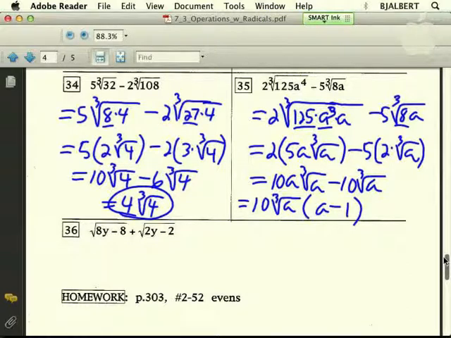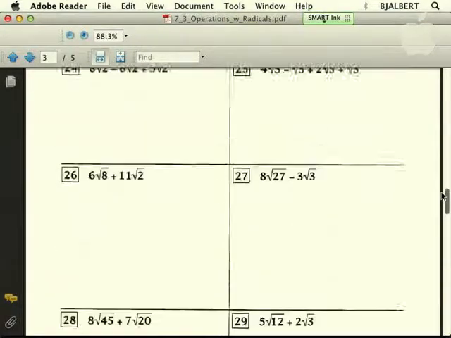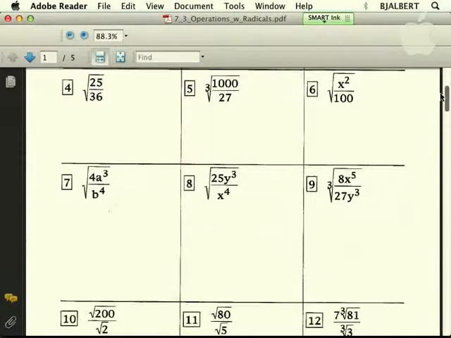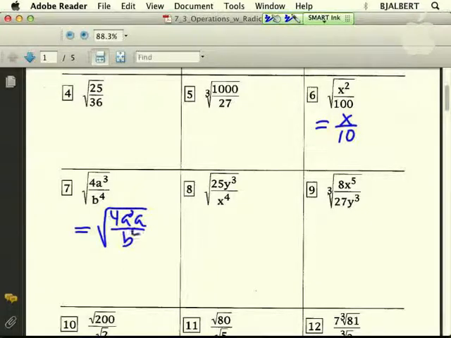Okay, let's go back to 6 through 9 in this handout. Okay, this is square root of x squared is x, square root of 100 is 10. Number 7, we need to rewrite. So that would be 2a square roots of a over b squared.